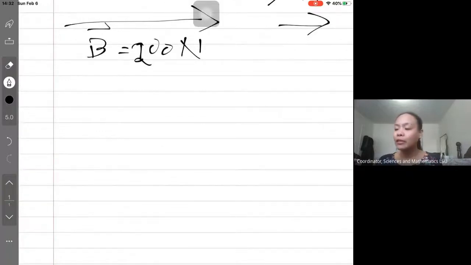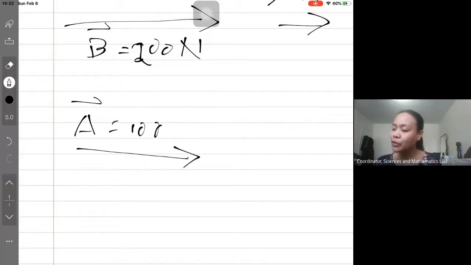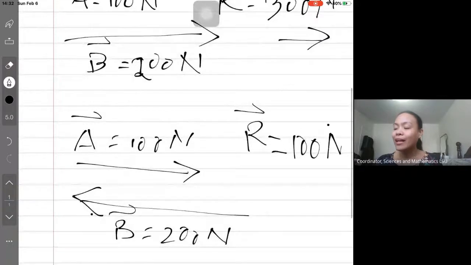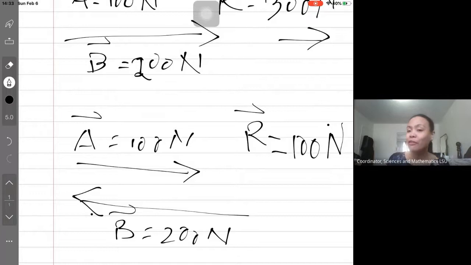Now, if you are going in different directions, say for example, you have vector A going to the right, and it is 100 newtons. And we have also vector B going to the left, which is 200 newtons. Now we are going to subtract the magnitude of the two vectors. So our resultant vector will be 100 newtons, and the direction of the resultant vector will be the direction of the vector which has the larger magnitude. So in this case, 200 newtons is larger than A. So that means our resultant vector is going to the left. We take the direction of the vector having the larger magnitude.